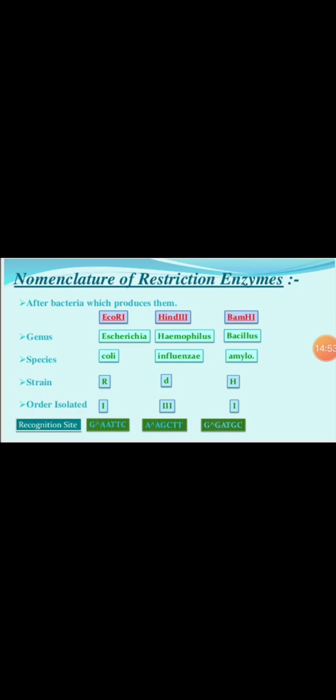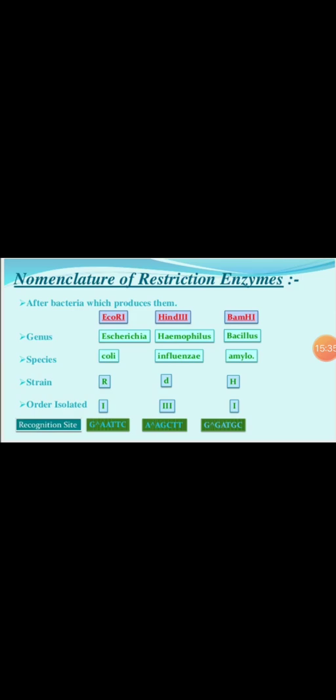The strain of this E. coli is R strain, so EcoR, and the 1 means it is the first isolated, so the naming is EcoR1. And the recognition site is also very specific for each and every restriction enzyme. Each and every restriction enzyme has its particular recognition sequence or recognition site. So here, what is its recognition site on the DNA molecule? GAATTC, and it cuts in between the G and A.